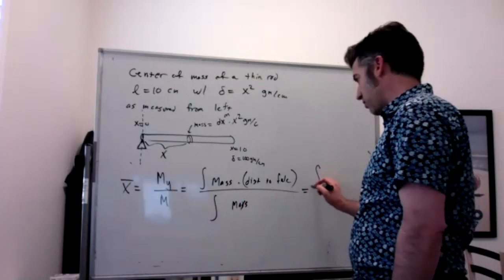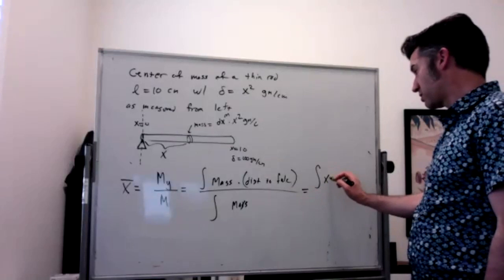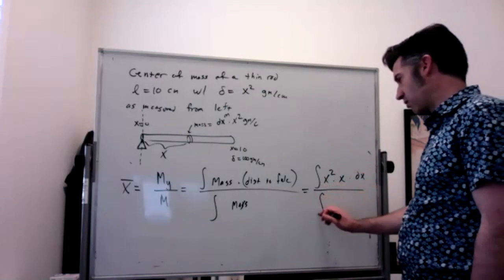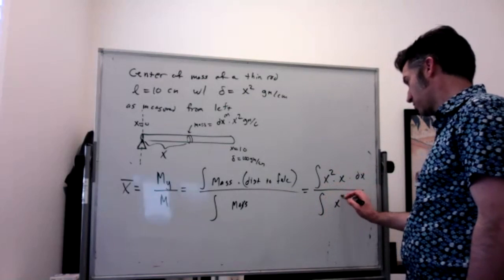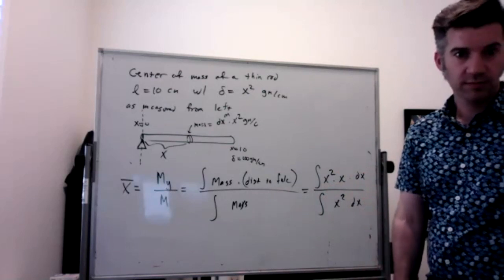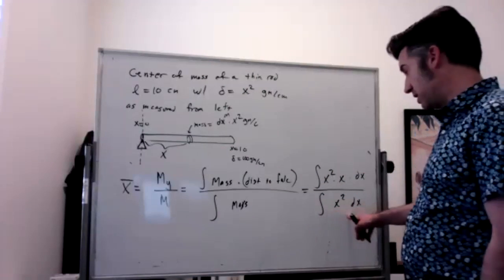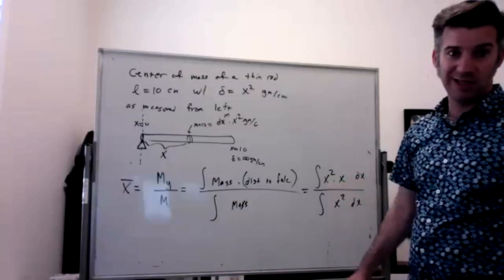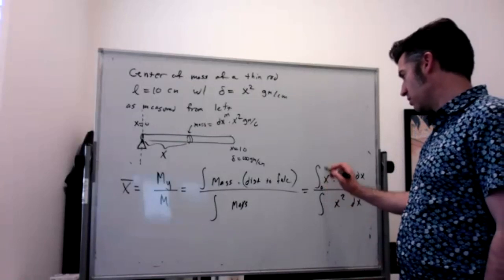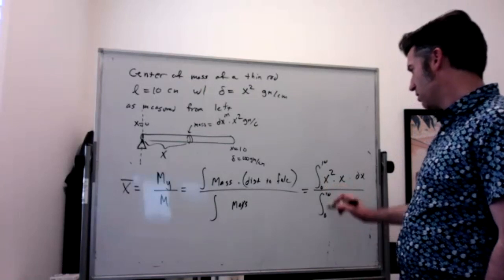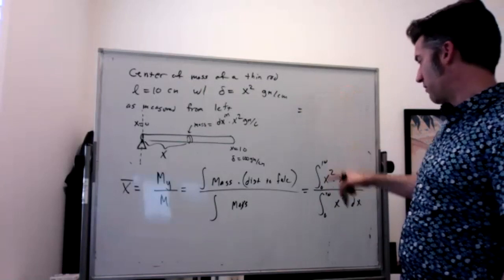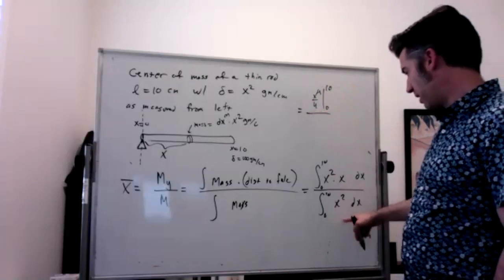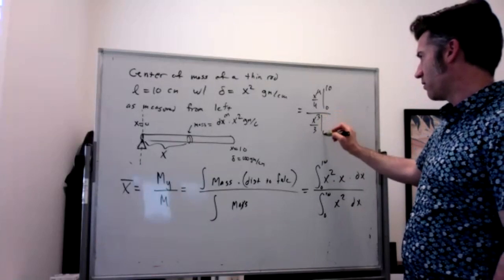So that's going to be the integral of x squared times x times dx, divided by the integral of just x squared times dx. So the mass is just the integral of the density. The moment is the integral of the lever arm times the density, from 0 to 10. So that's going to be the integral of x cubed. That's going to be x to the 4th over 4 from 0 to 10, divided by x to the 3rd over 3 from 0 to 10.